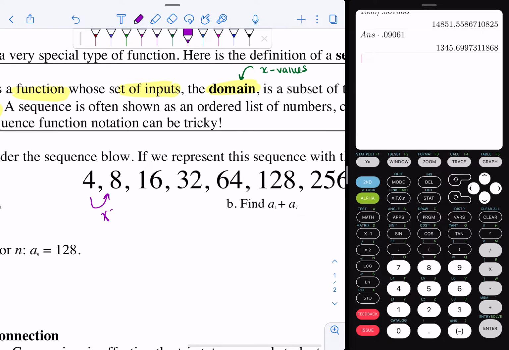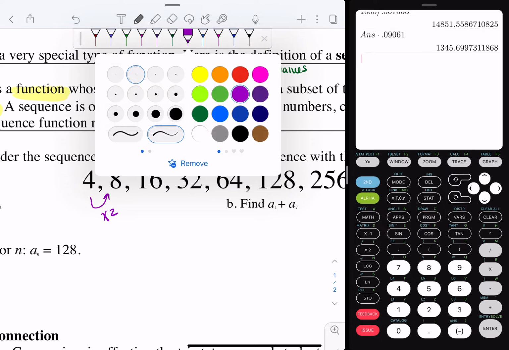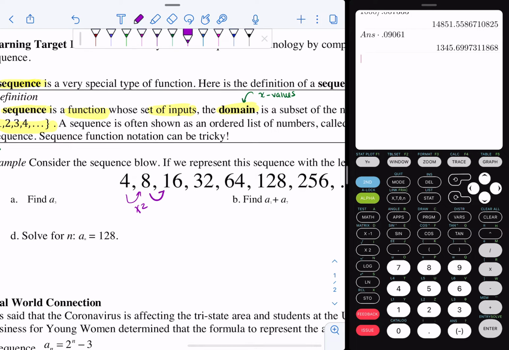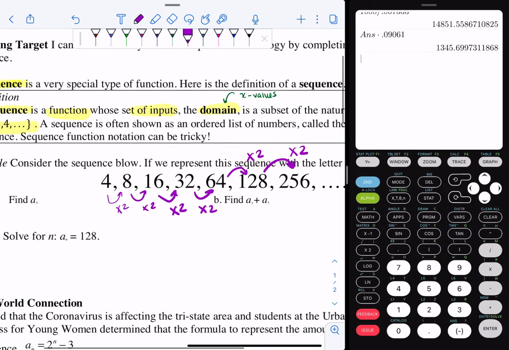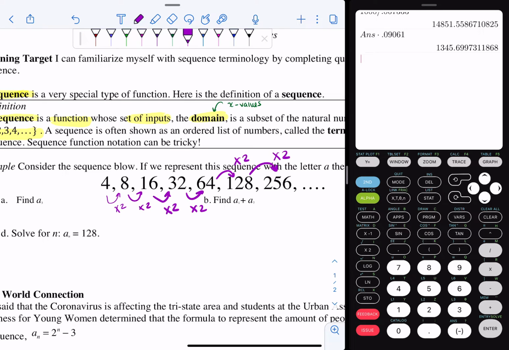So to go from 4 to 8, I multiply by 2. To go from 8 to 16, I multiply by 2. 16 to 32, I multiply by 2. 32 to 64, I multiply by 2. 64 to 128, I multiply by 2. And 128 to 256, I multiply by 2. So we know this is exponential behavior, so we will be going over what type of sequence that is in a few days.